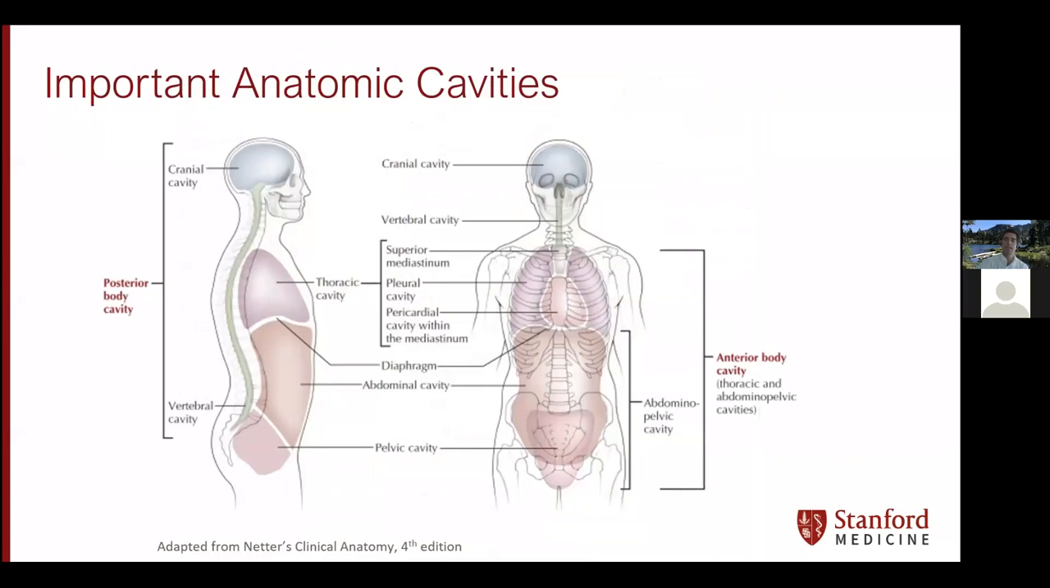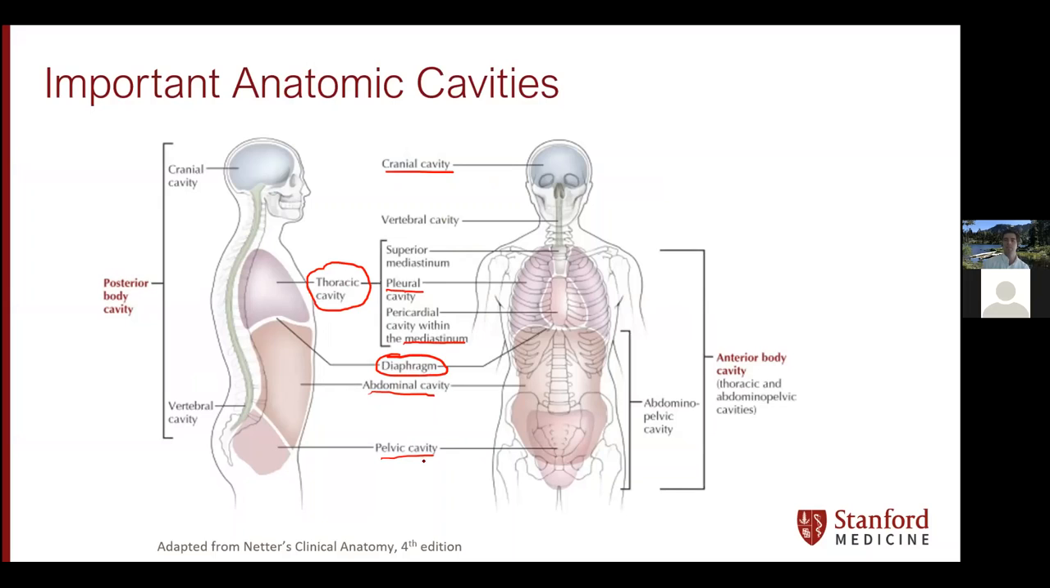This I actually do think is very important. Is understanding what the important anatomic cavities are. So you have a few sort of really important cavities that you need to know. So the cranial cavity is the hole where the brain goes. The thoracic cavity is the hole where the heart and the lungs go. And within that, you have a mediastinal cavity, which is where the heart goes, and then a pleural cavity, which is where the lungs go. That is separated from the abdominal cavity as well as the pelvic cavity by the diaphragm.